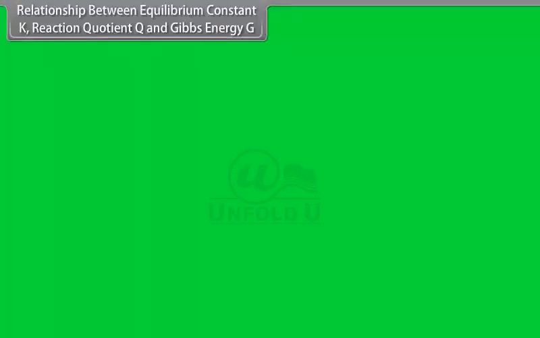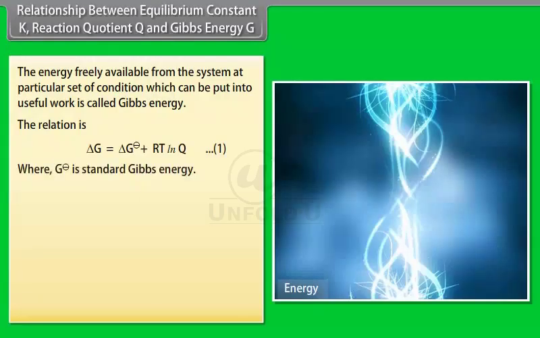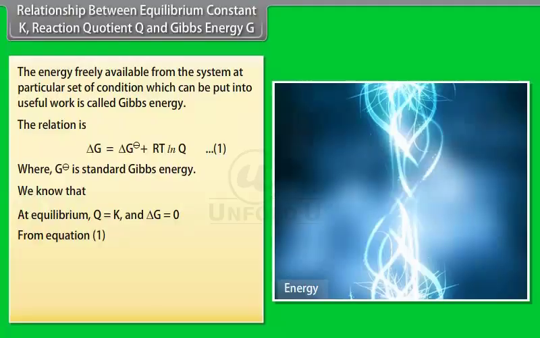Relationship between equilibrium constant K, reaction quotient Q and Gibbs energy G. The energy freely available from the system at a particular set of conditions, which can be put into useful work, is called Gibbs energy. The relation is, name it as equation 1, where ΔG° represents standard Gibbs energy. We know that at equilibrium Q is equal to K and ΔG is equal to 0 from equation 1.